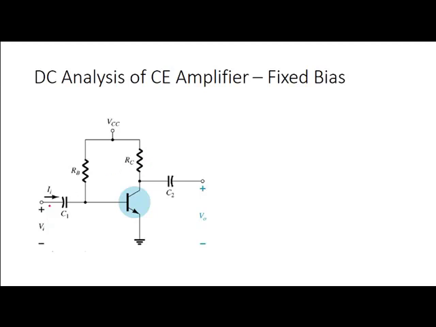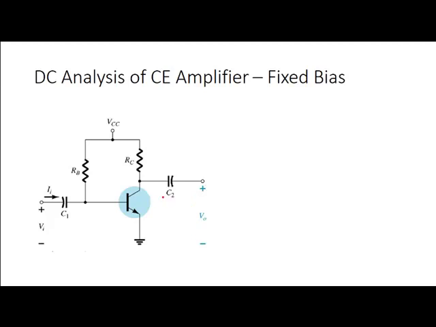The input AC voltage signal Vi is the signal that should be amplified by this amplifier circuit. This input signal source is applied to the amplifier using the input coupling capacitor C1. V0 on the other hand is the amplified version of input signal Vi, and C2 is the output coupling capacitor.